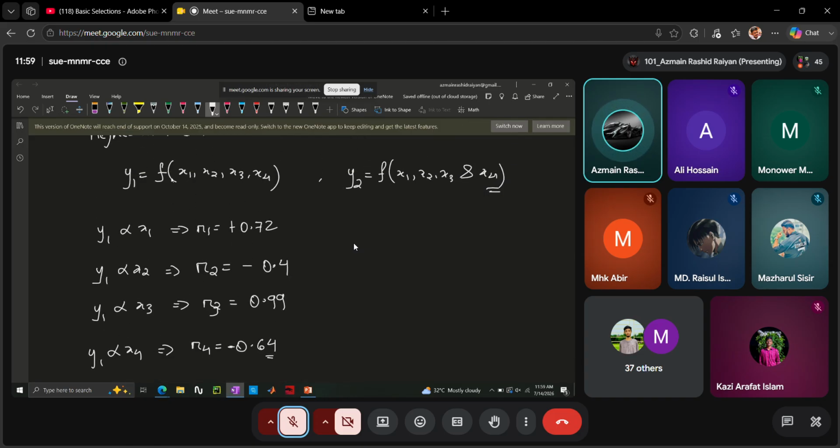Let's just assume that after doing the statistical analysis or the regression modeling, you have found these correlation coefficients. So what does the correlation coefficient indicate? It indicates how the input parameter affects the output parameters. So let's say your correlation coefficient is 0.72 here. Here it is minus 0.44. Here it is 0.99. Here it is minus 0.64. So from this statistical analysis, what are the things I can conclude?